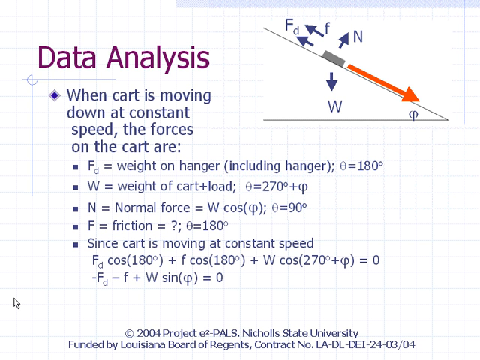N is the normal force, the thrust that the plane exerts on the cart. It is perpendicular to the plane. Since there is no motion perpendicular to the plane, it must be balanced by a force in the opposite direction. The force in the opposite direction is the component of vector W along the axis perpendicular to the inclined plane. You should be able to show that this is equal to W times cosine of phi. With respect to the displacement vector, the normal force is at 90 degrees.